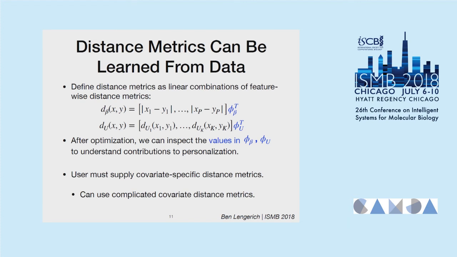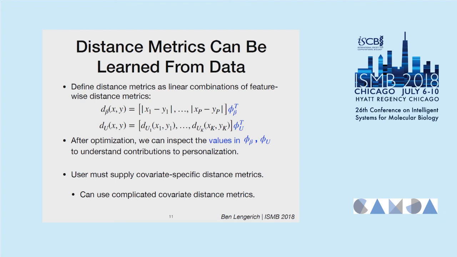Now, how do we define these distance metrics? That's a pretty tough challenge. And in fact, if we could do this a priori, maybe we should go with a varying coefficient model instead. So we instead want to let the data define our distance metrics.